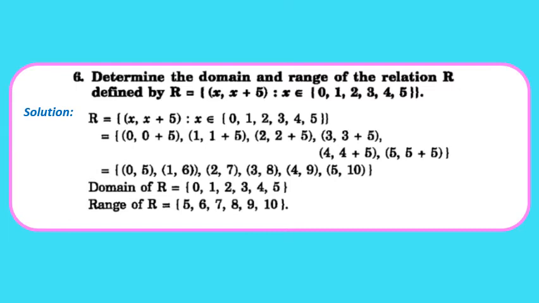So we are getting the relation R as the set of ordered pairs (0,5), (1,6), (2,7), (3,8), (4,9), (5,10). And domain, we know that it is the collection of the first elements. So domain of the relation is the set {0, 1, 2, 3, 4, 5}, and the range of any relation is the set of second elements. So range of R will be the set {5, 6, 7, 8, 9, 10}. Clear? So pause and note down the solution.